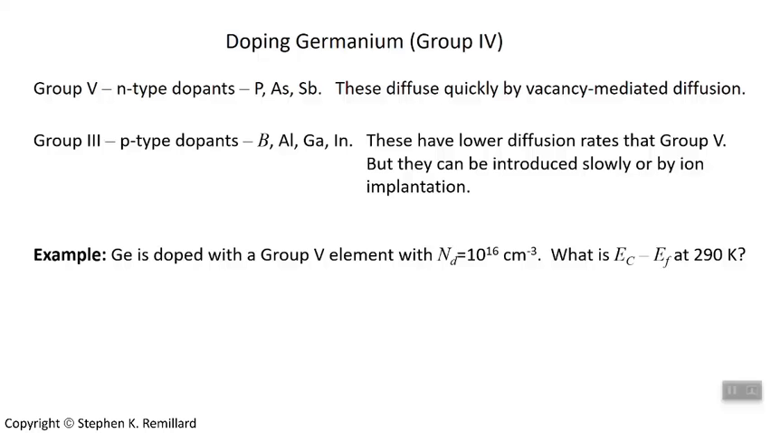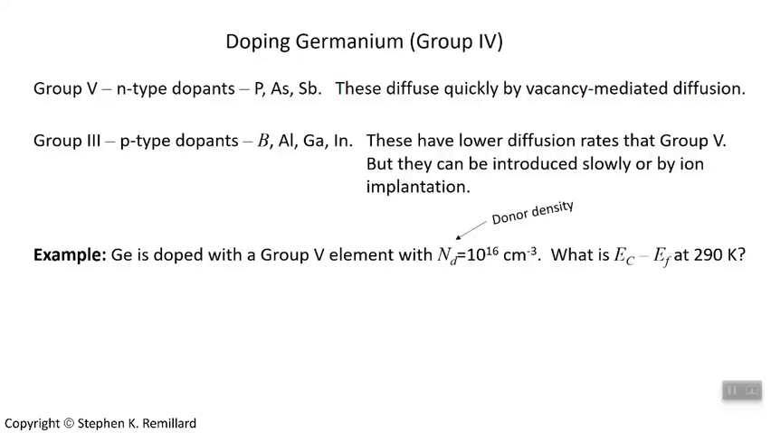If I take some germanium and I dope it with a group 5 element, so phosphorus, for example, with N sub D, that is the dopant concentration, or you call it the donor density. Lots of things you can call N sub D, but it's the concentration of these dopants, with phosphorus, arsenic, antimony, is 10 to the 16th per cubic centimeter.